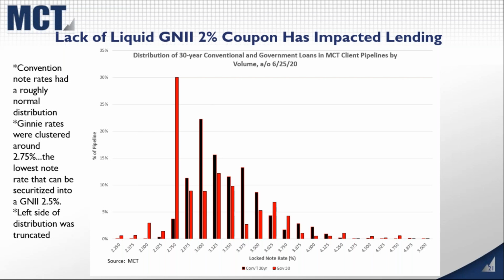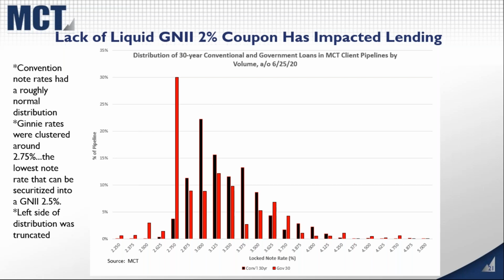So that's why you create this very odd distribution of Ginnies, whereas the conventional note rates are much more normally distributed, using that very broadly, not as a statistical term, but you can see that it's much more normal. And it also highlights how much the development in the conventional space of the 2% coupon has helped distribute loan rates lower within the coupon stack.